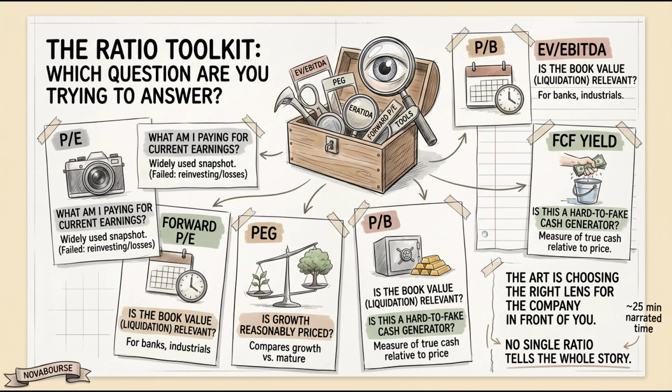Use enterprise value to EBITDA when debt levels or cross-border taxes matter. Use price to book for banks and asset-heavy industrials. Finally, use free cash flow yield when you want the hardest-to-fake measure of cash generation. No single ratio tells the whole story. The art is in choosing the right lens for the company in front of you.